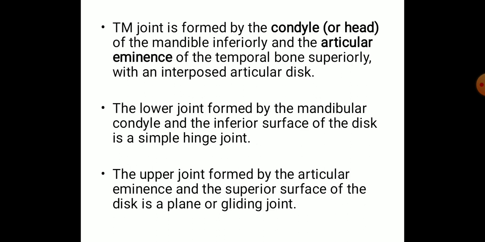Because of this convexity of the two articulating surfaces, we should have some structure which can limit the friction and improve the movement. So the interposed disc is acting as a structure to reduce the friction, and it also helps to improve mobility.